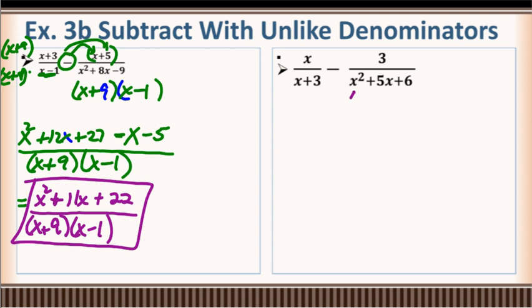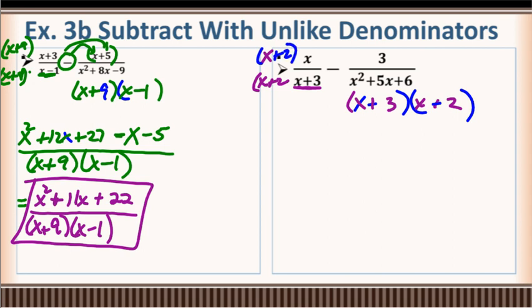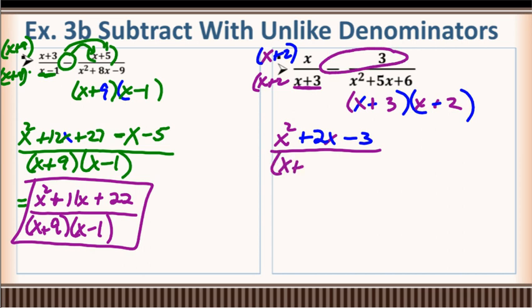Next one, factor the trinomial. So this would be plus 3 and a plus 2, because 3 times 2 is 6, 3 plus 2 is 5. This one right here is missing the x plus 2. So multiply that by the numerator and the denominator. And that would give us x squared plus 2x minus 3 in the numerator, just subtracting this part. In the denominator, I already have x plus 3 times x plus 2.